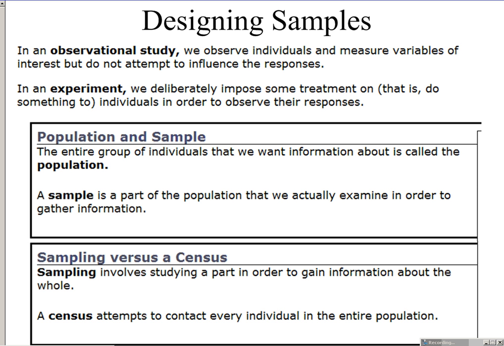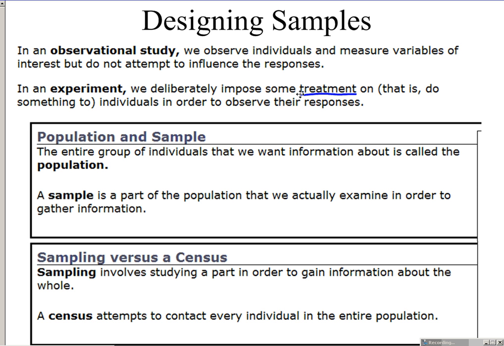Observational study. Remember, in an observational study we observe individuals and measure variables of interest, but do not attempt to influence the responses. In an experiment, we deliberately impose some treatment on individuals, that is, we do something to them in order to observe their responses. Remember, the word treatment is what we use to determine whether something is an experiment or an observational study. If there is a treatment imposed, then we know it's an experiment. If there isn't, then it's usually an observational study.